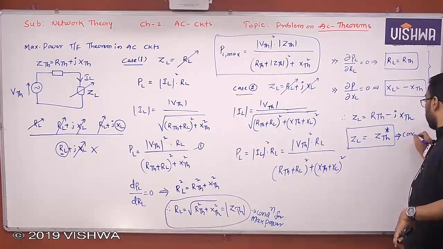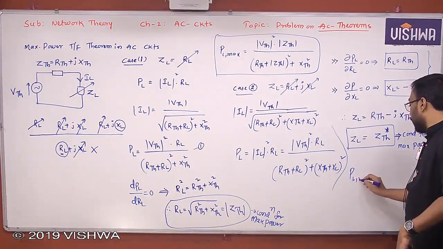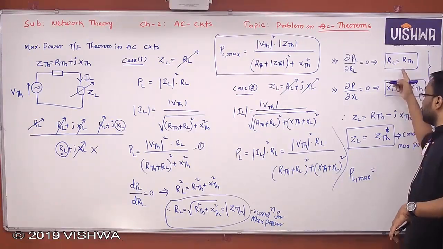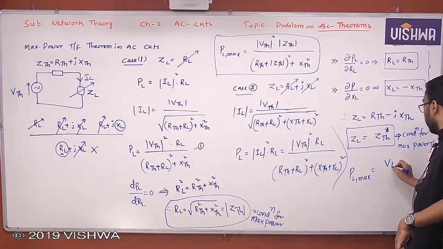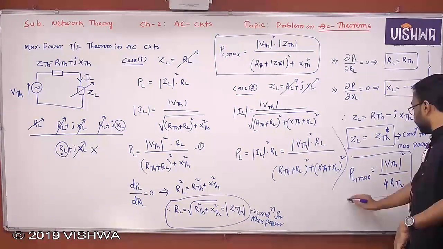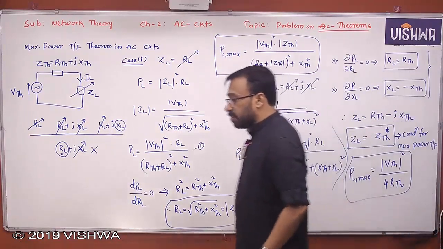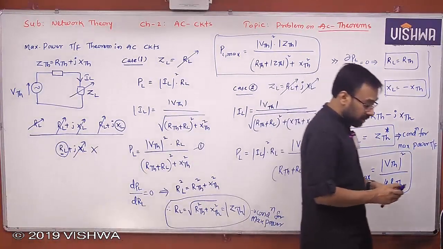This is the condition for maximum power transfer. And if you substitute this in that power formula, with the condition RL is equal to RTH, XL is equal to minus XTH, this is cancelled, and finally you are left with VTH square by 4 times RTH. So these are all the conditions for maximum power transfer and the maximum power transferred to the load. Please note this down.